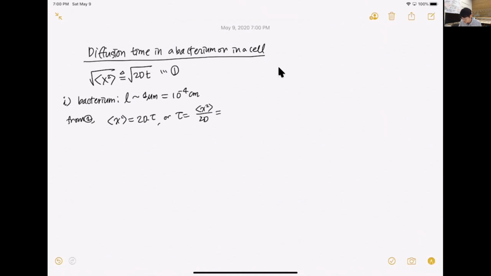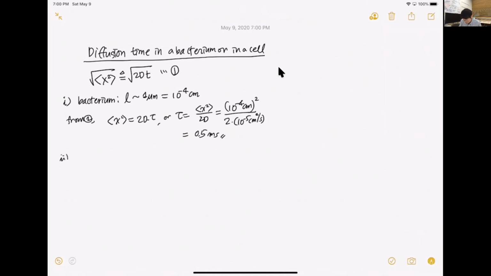Let's input the values here. This is (10 to the minus 4 centimeter) squared over 2 times 10 to the minus 5 centimeter squared per second. And guess what time it would be? It's half a millisecond, 0.5 millisecond. So inside the bacterium, for a solute particle to move around till the end, it takes only about half a millisecond. That's pretty quick.